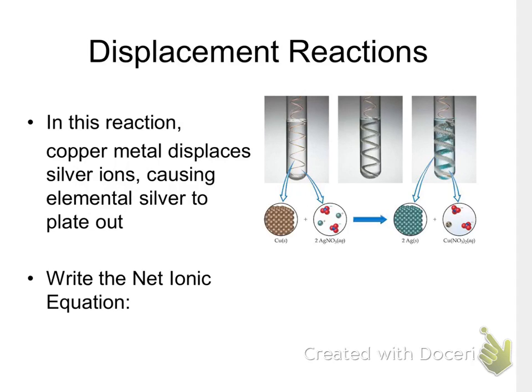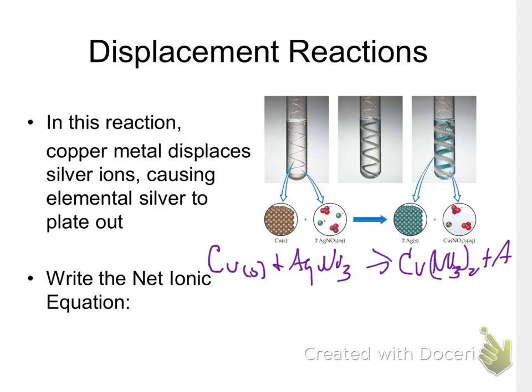Okay, so if we look at this reaction, copper metal displaces the silver ions, causing the silver metal to plate out. So let's write the full reaction, and then we'll write the net ionic. So the full reaction was copper solid plus silver nitrate becoming copper nitrate plus silver, right? And I'm going to need 2 nitrates, so I need 2 silvers.